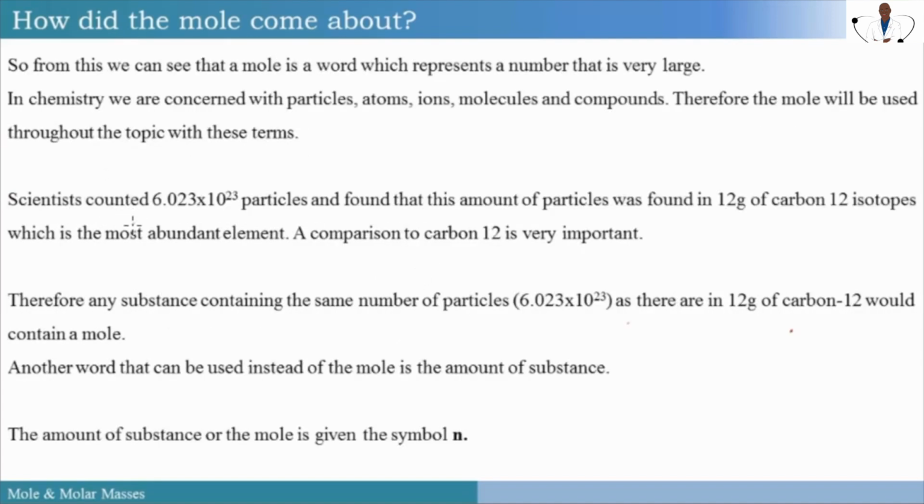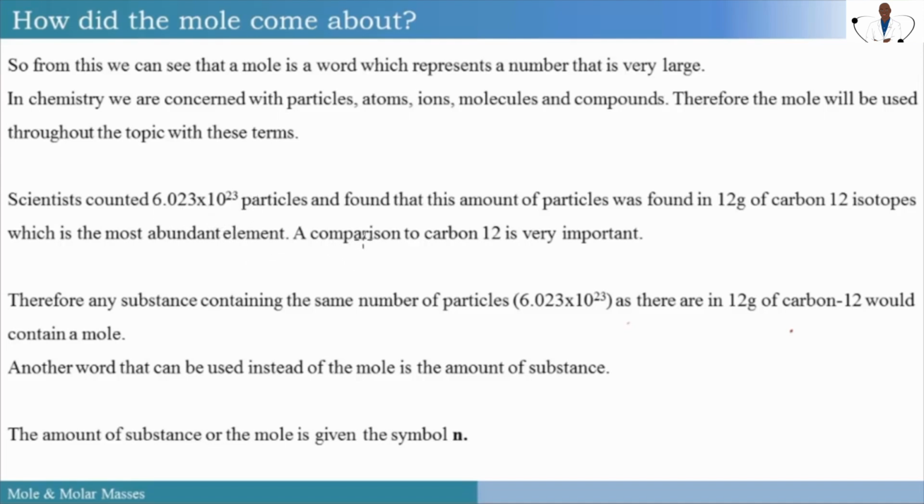Now, the number originates from scientists carrying out various studies. The scientists counted this number of particles and found that this amount of particles was found in 12 grams of carbon-12. Now, 12 grams of carbon-12 is the mass of the carbon-12 isotope, and that isotope is the most abundant form of carbon. So every 12 grams of carbon-12 would contain 6.023 times 10 to the 23rd.